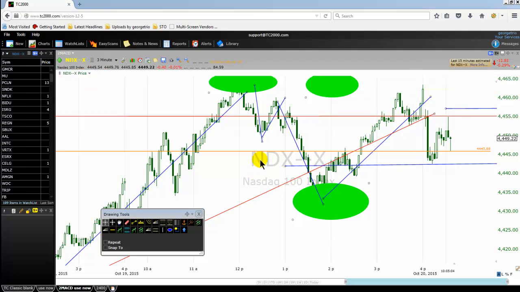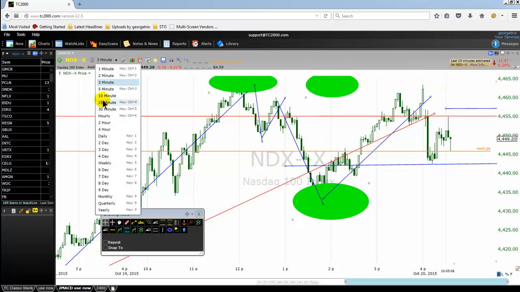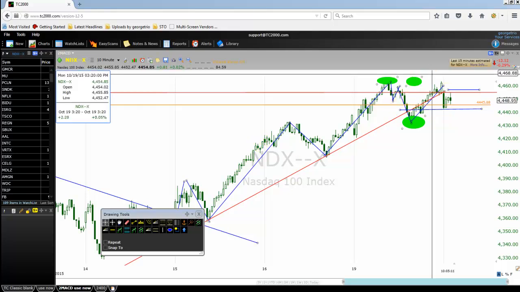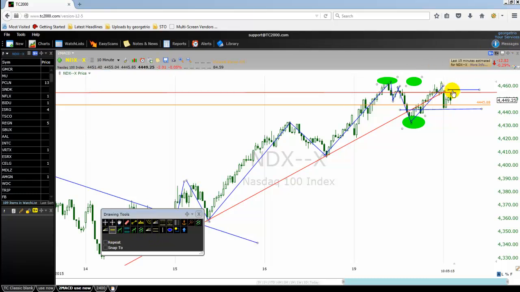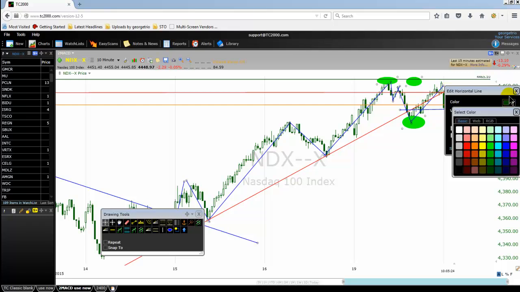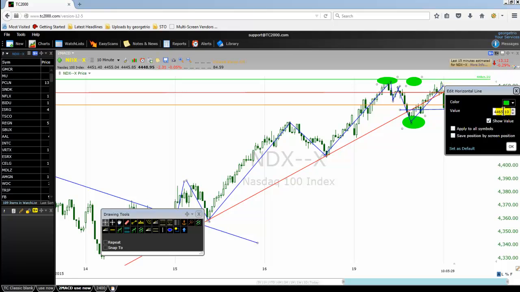Okay. If we go to the 10-minute time frame, I hope I can see. Okay, that's it. That's my stop loss. I put it there. Hold on. I'll color it in green, and it's 4470. My stop loss. Okay, let's clear.